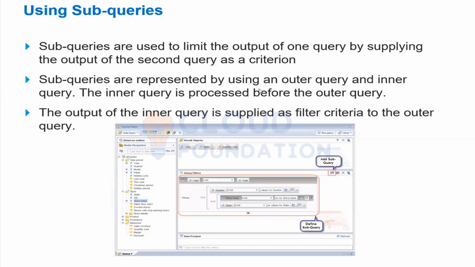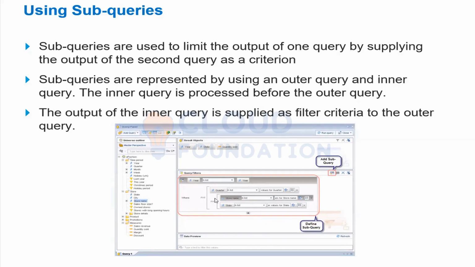Sub-queries are represented by using an outer query and an inner query. This year in list is the outer query, and this quarter, store name, state is an inner query. The inner query is processed before the outer query.